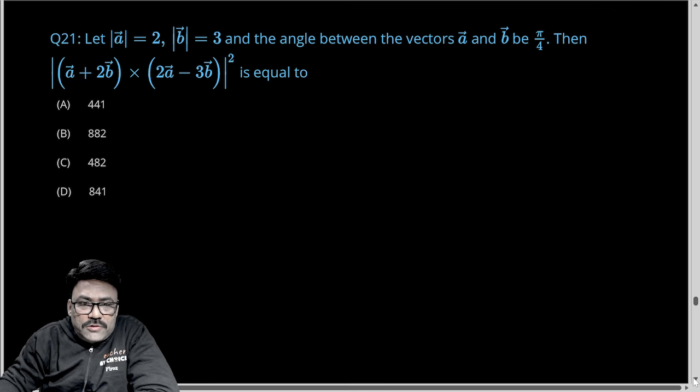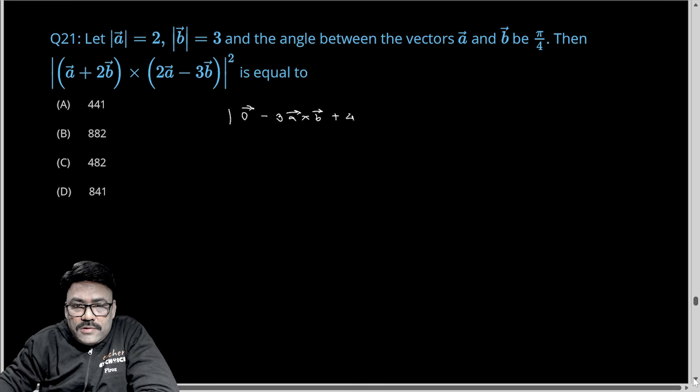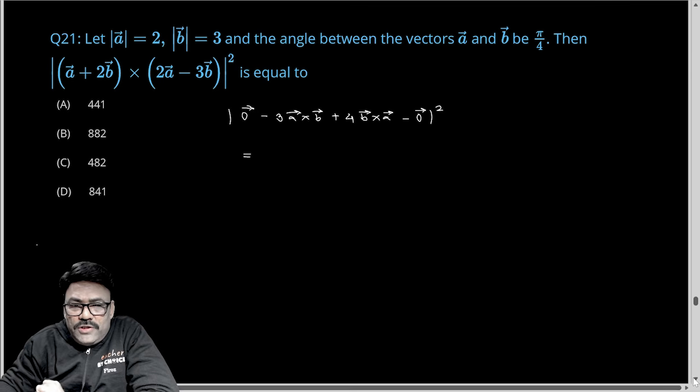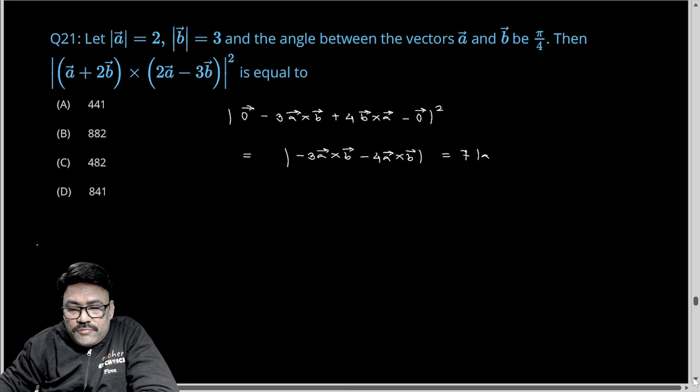So let's take the cross product. You will get A cross 2A, which is 0, minus 3 times A cross B, plus 4 times B cross A, and minus 6 times B cross B, which is 0, whole mod. And now it is minus 3 times A cross B, minus 4 times A cross B, since B cross A can be written as minus A cross B. So this is 7 times mod A cross B.